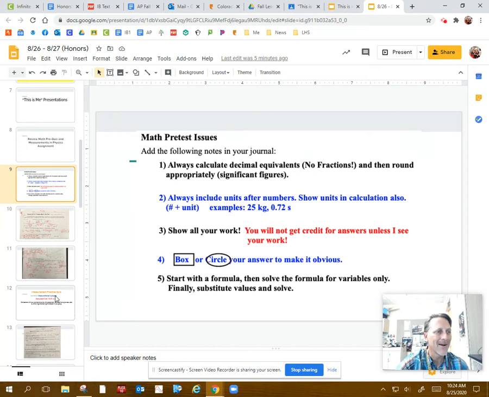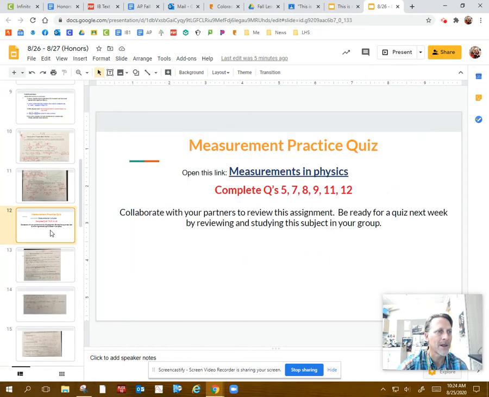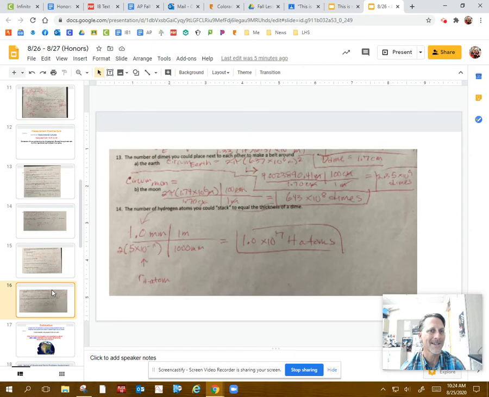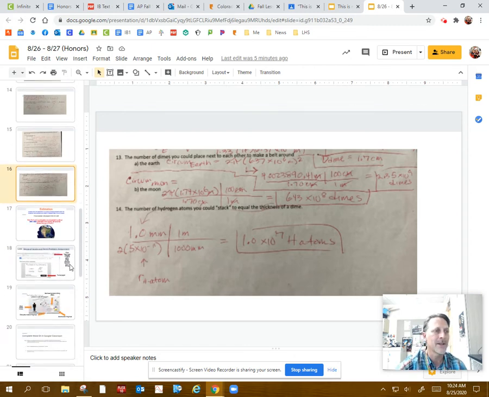Okay. All right, so again, working with your partners, you're going to be working on the corrections around the math pre-test and then also the corrections around measurements, and use this with your partners to study for the test next class. Once you're finished with that, you're then going to go into this idea of estimation, and we're going to do an assignment called a Fermi project.